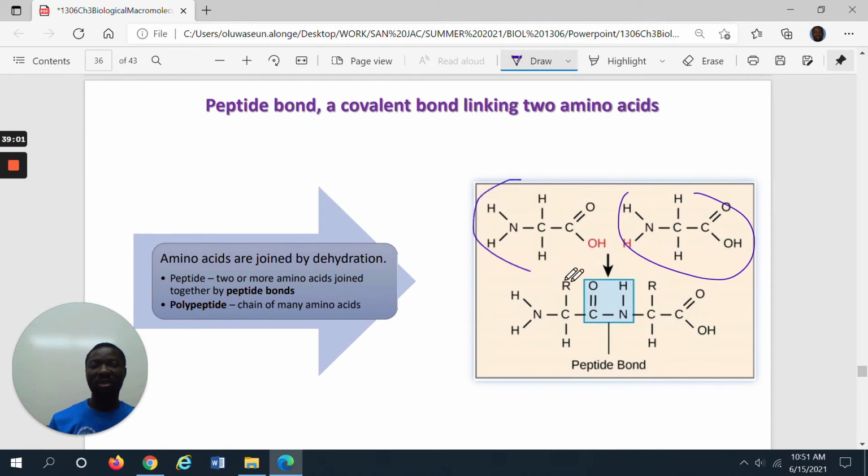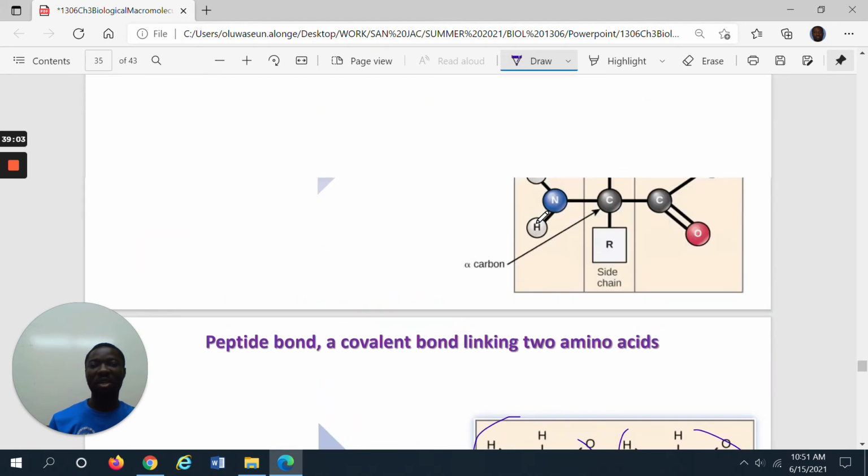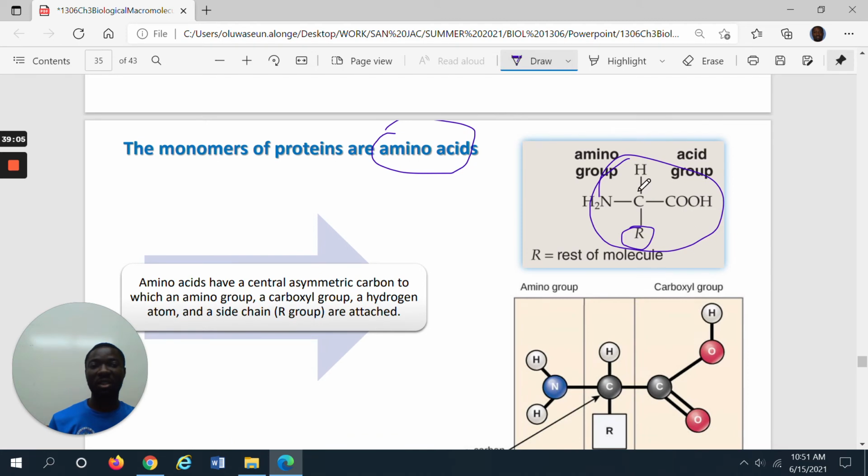The basic structure of an amino acid is that there will be a central H, as you can see here, a central C carbon, as you can see here. There's going to be an amino group. It must be there. And there will be a carboxyl group. Then you have H here. Then this can vary. But these three components must be there before you can call it an amino acid.